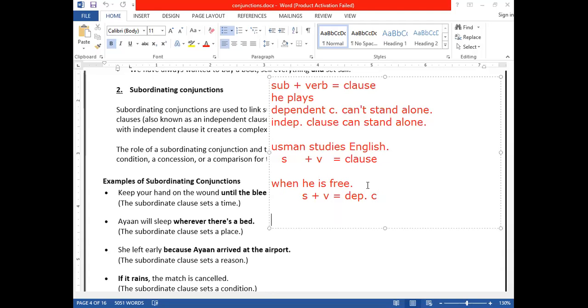If I say, "Usman studies hard when he is free." Now look, how many clauses do we have? We have two clauses. One is this clause, and the second one is this clause. Clear? So we use a conjunction here. What do we call this conjunction? We call it a subordinating conjunction. Clear?